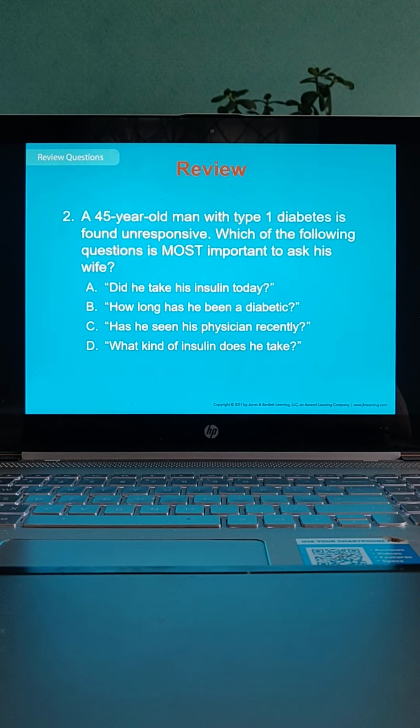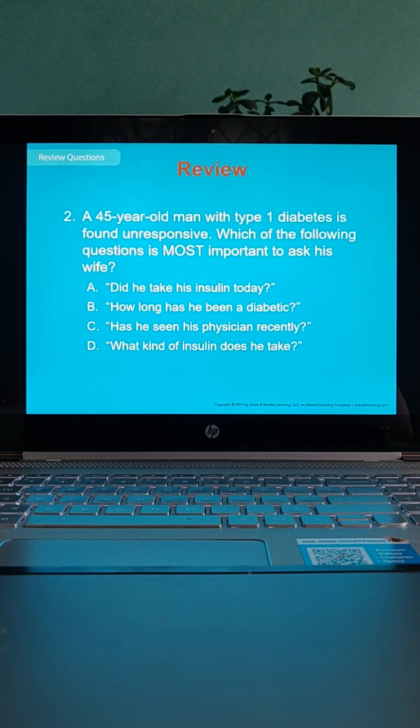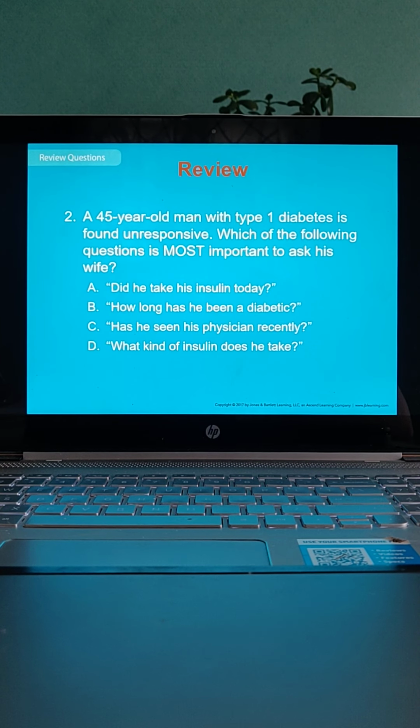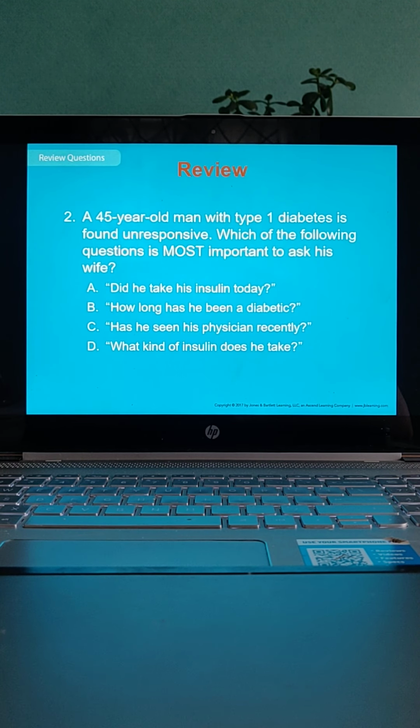Excuse me. Question number 2. A 45-year-old man with type 1 diabetes is found unresponsive. Which of the following questions is most important to ask his wife? A, did he take his insulin today? B, how long has he been a diabetic? C, has he seen his physician recently? Or D, what kind of insulin does he take?